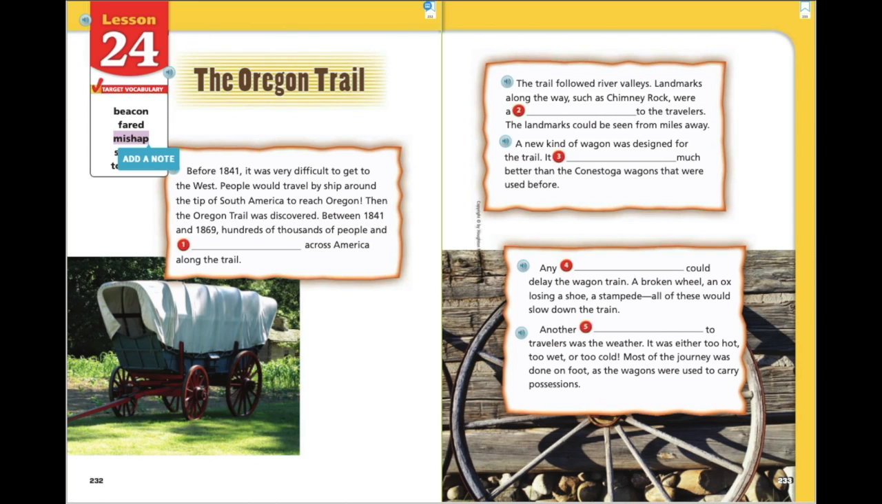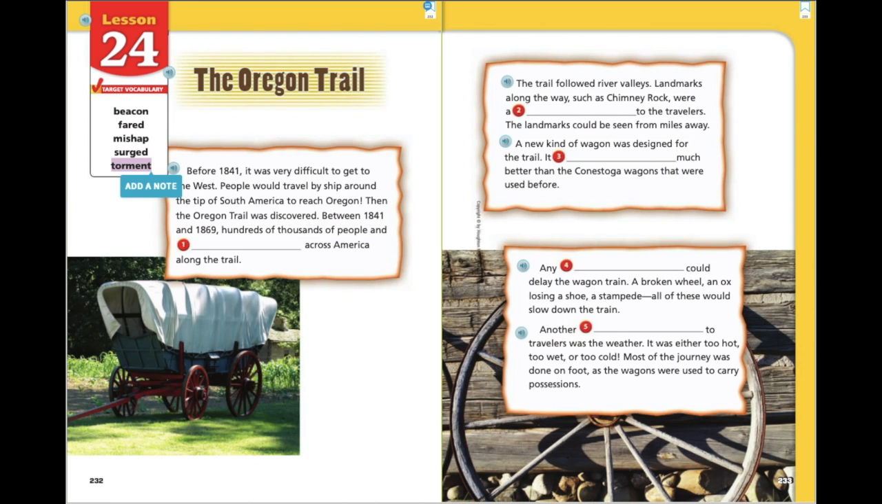Number 5. Another blank to travelers was the weather. It was either too hot, too wet, or too cold. Most of the journey was done on foot, as the wagons were used to carry possessions. So this one is our last vocab word, which would be torment. Torment should be the answer that you put for number 5. Remember, torment is mental or physical suffering. So another torment to travelers was the weather.